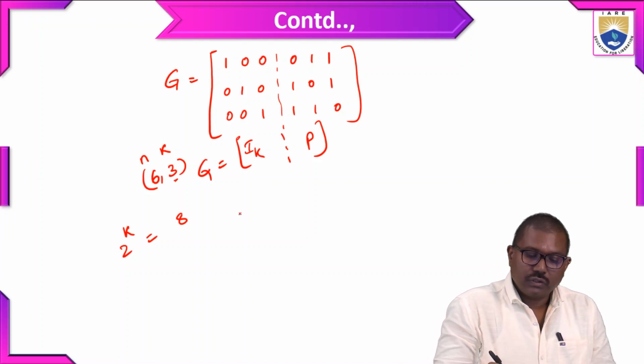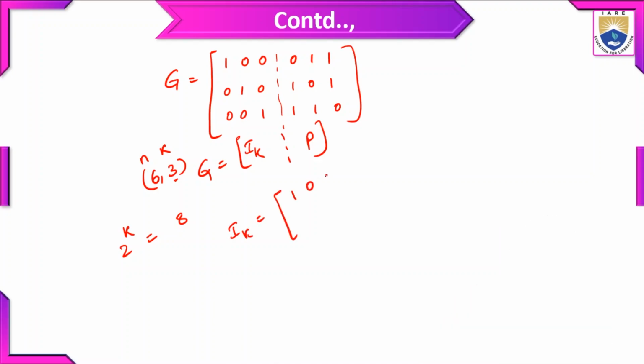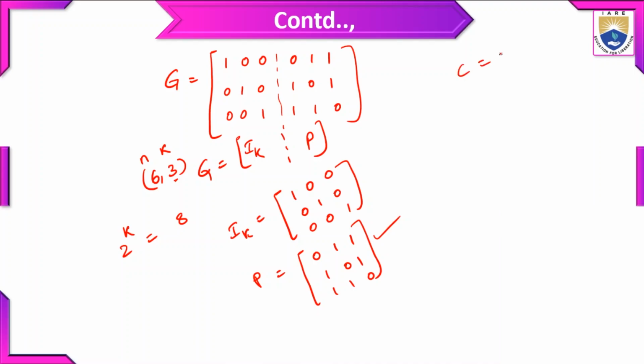Here we are going to write this I_K as 1 0 0, 0 1 0, 0 0 1. And P, the coefficient matrix, 0 1 1, 1 0 1, 1 1 0. This is my coefficient matrix. In some problems, they may give only this coefficient matrix. By using this coefficient matrix, we generate G. From G, we are going to generate the block code C. Okay.